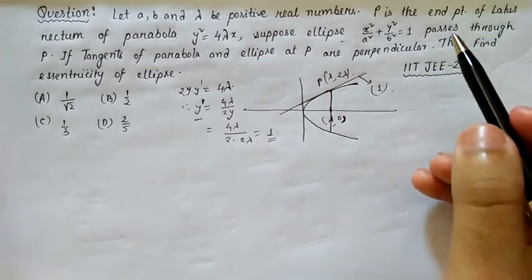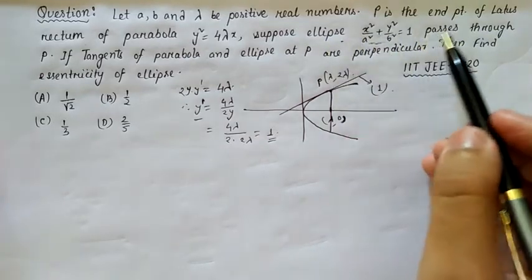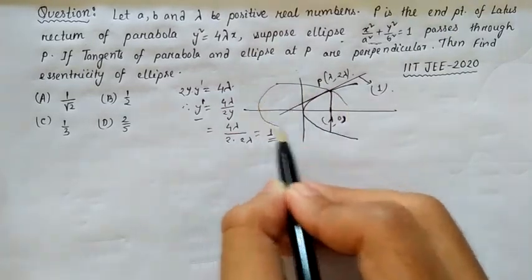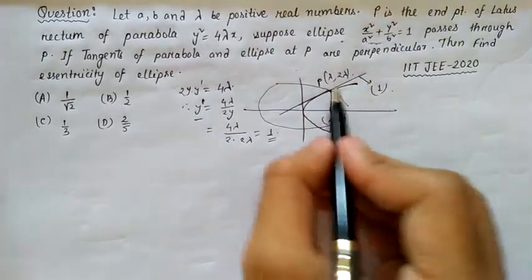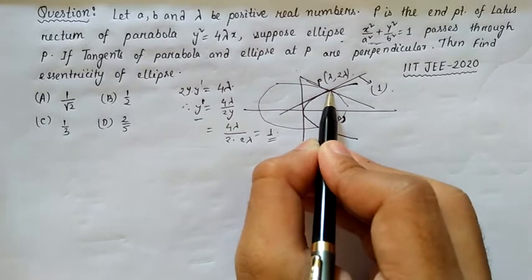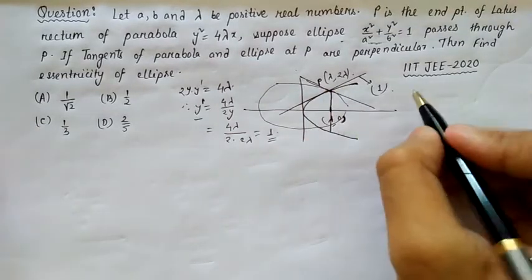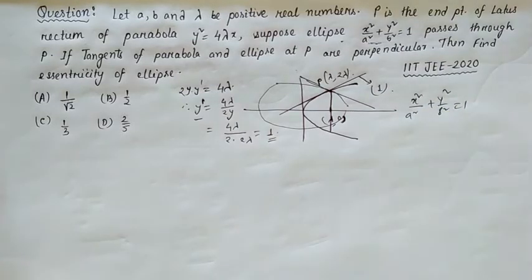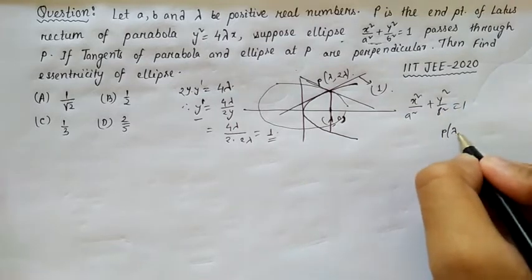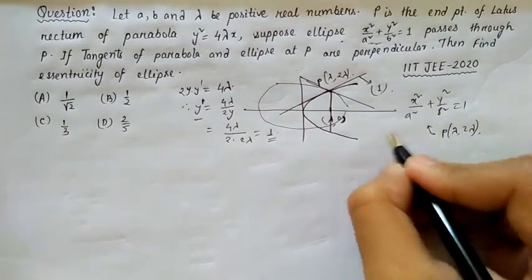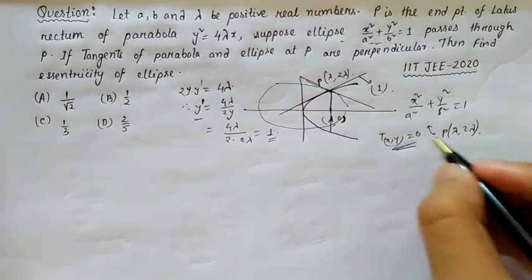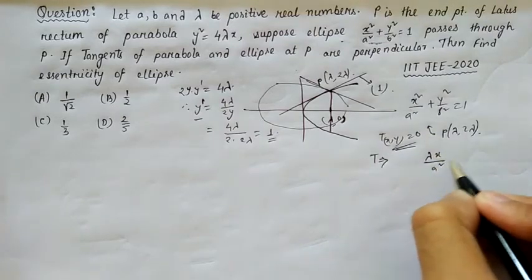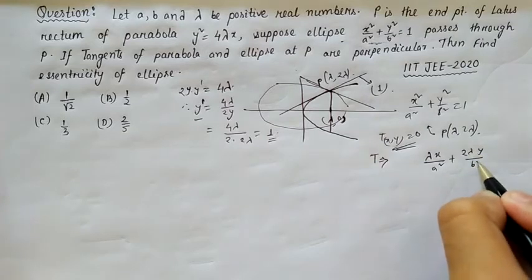Again, the ellipse also passes through point P. So let's say the ellipse will be like this, and it passes through this point. Now to find the tangent at point P, we use the ellipse x square by a square plus y square by b square equal to 1, and the point P is lambda comma 2 lambda. Using the T equals 0 form, the tangent equation will be lambda times x by a square plus 2 lambda times y by b square equal to 1.